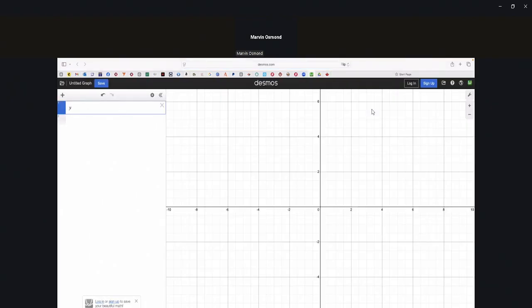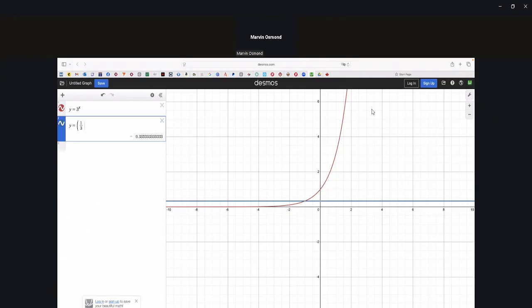Y equals 3 to the power of x, that gives us that graph. And then y equals (1/3) to the power of x, with the bracket around 1/3 and the exponent x. Okay. So you'll notice here as well, this one, the blue one, (1/3) to the power of x, comes down to the right, and this one goes up to the right.